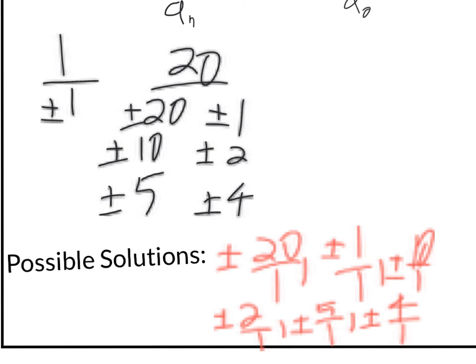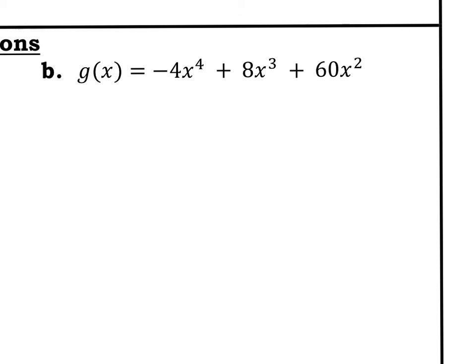I'll do one more example like this to wrap it up. So here I have this function. My leading coefficient would be negative 4, all right? And my constant term would actually be a 0, because a constant term can't have any letters by it. So it's not going to be 60 because it's last. The constant term usually goes last, but if it's 0, then it's not going to be written on there. So this is my a sub 0 term.